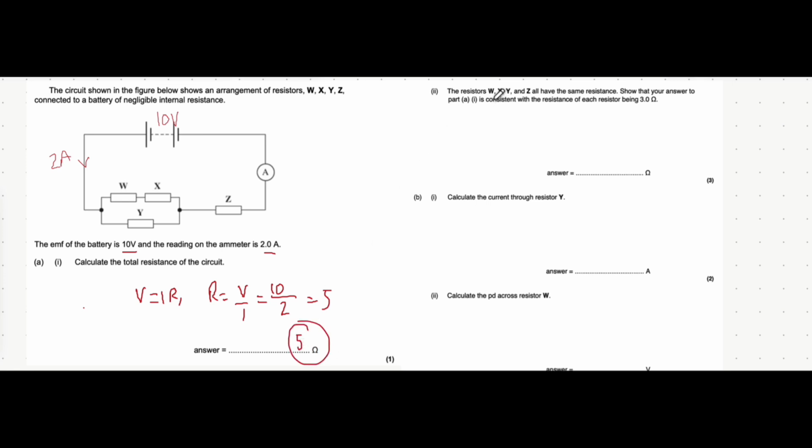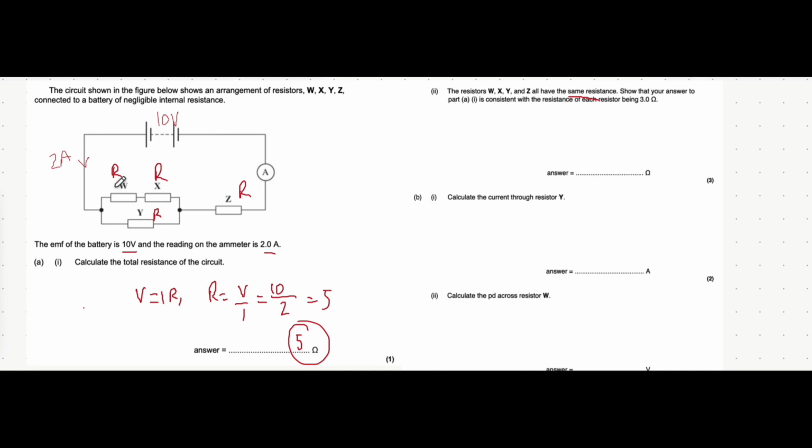It then tells you the resistors W, X, Y, and Z all have the same resistance. We don't know the resistance yet, so let's call them all resistances of capital R. It says show your answer is consistent with each resistor being 3 ohms. What you want to do is form an equation for the total resistance in terms of R and make it equal to 5 ohms, because we know the total resistance is 5 ohms.